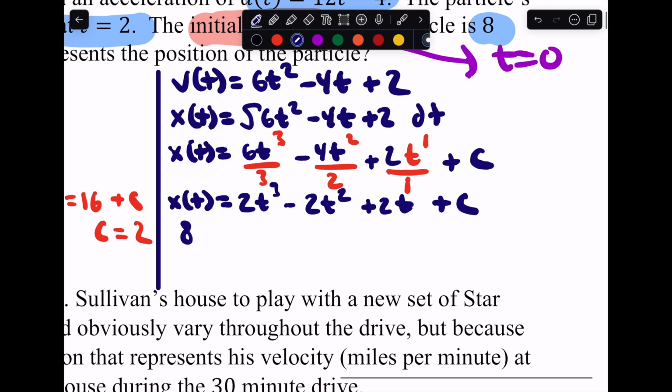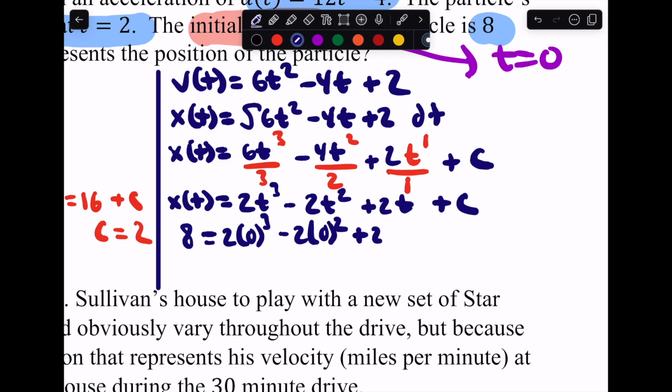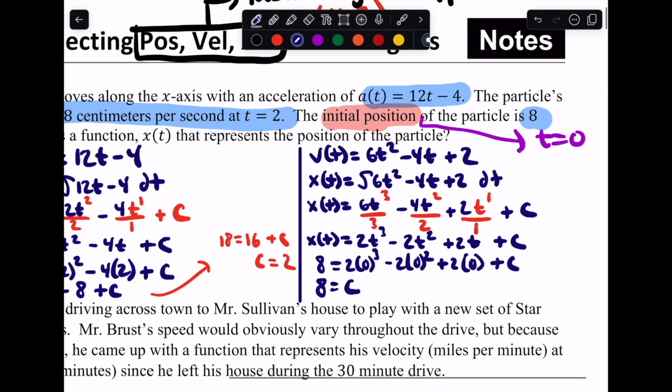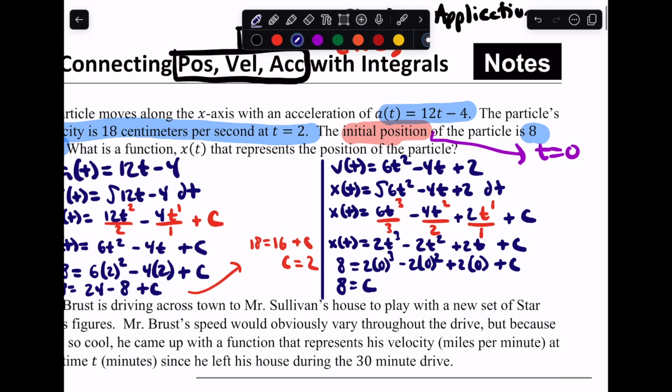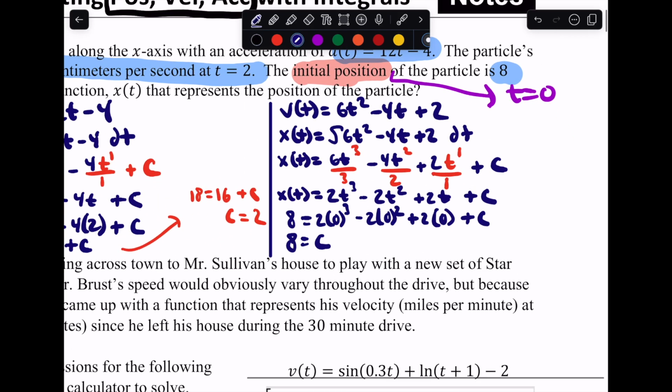That looks like we've got 8 is going to be equal to 2 times that 0 cubed minus 2 times our 0 squared plus 2 times our 0 plus whatever c is. This looks like it's going to be 0. We've got 0, we've got 0, which means that our 8 is going to be equal to that c value for this problem. And they again asked us what is the function that represents the position of the particle.